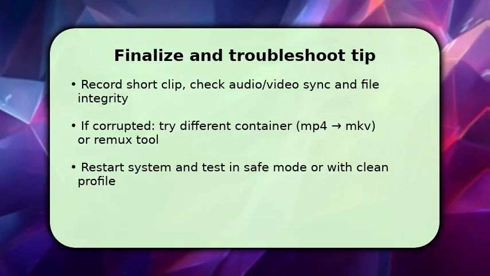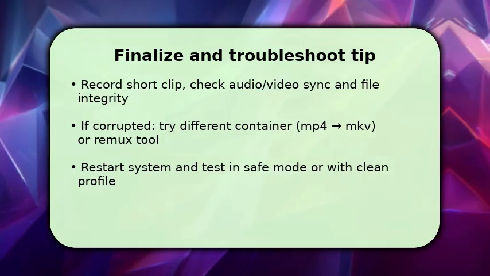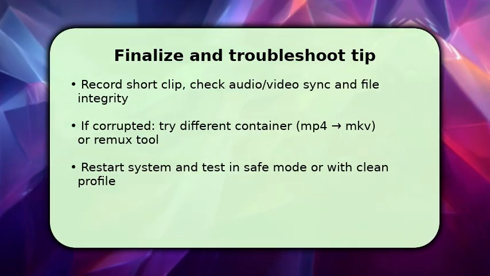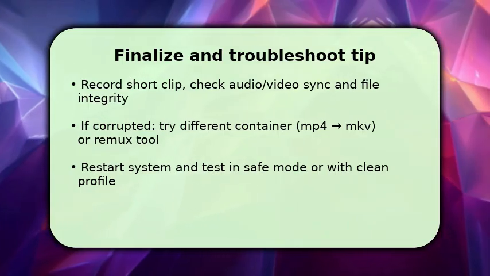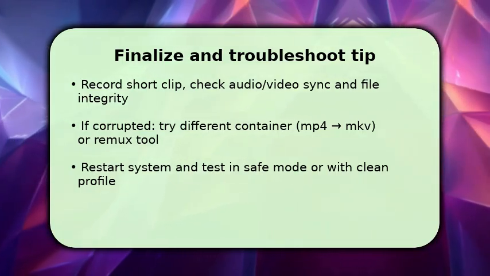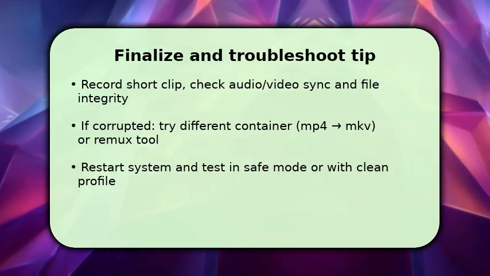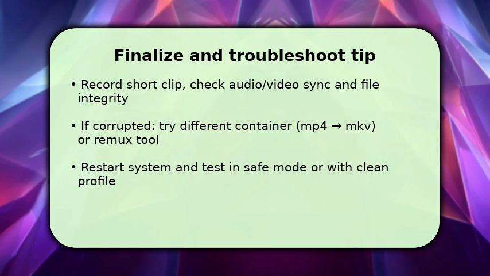If the file plays oddly, remuxing into a different container like MKV often resolves corruption without re-encoding. Make sure to re-enable any previously disabled features one at a time to identify the culprit. If problems persist, restart and test in a clean user profile or safe mode to rule out extensions. This isolates system conflicts, so you can target the specific cause.